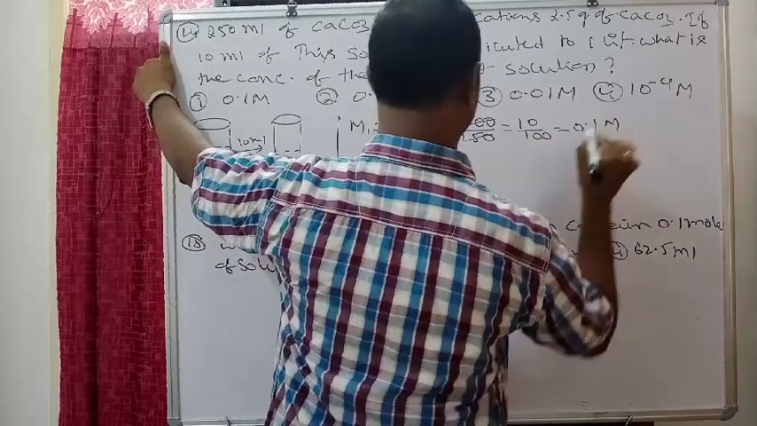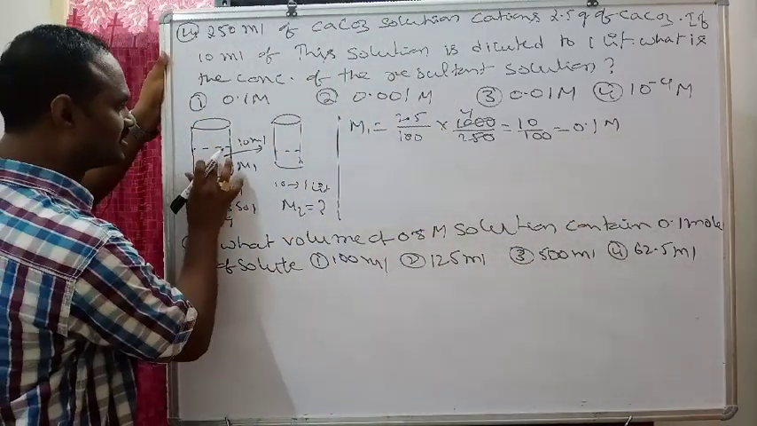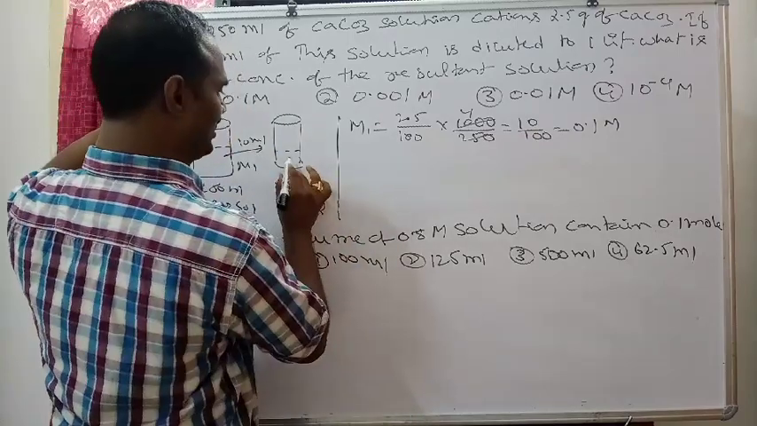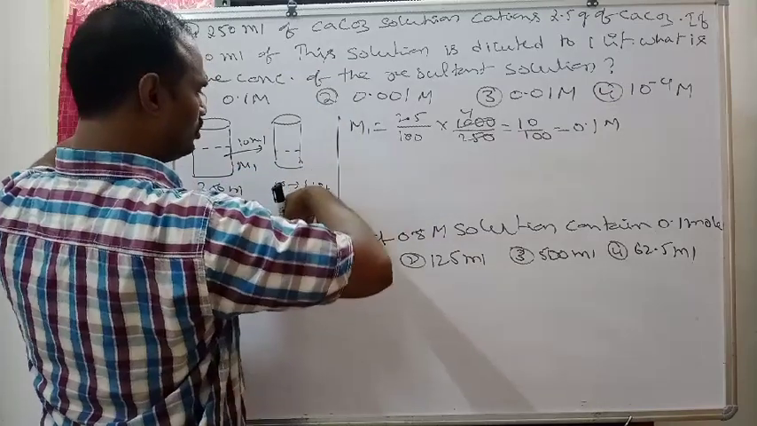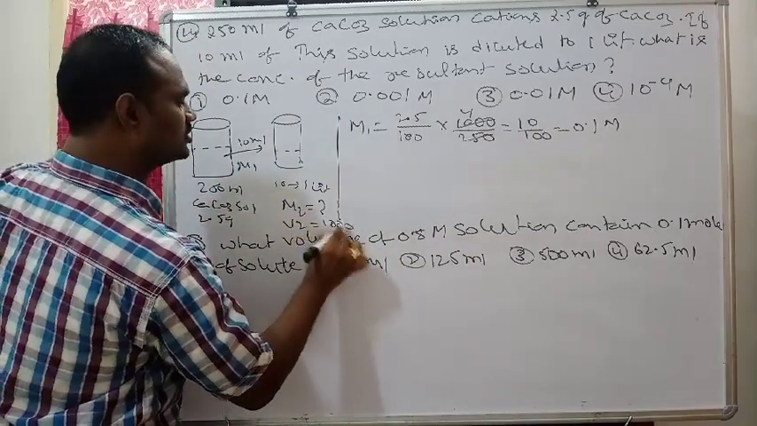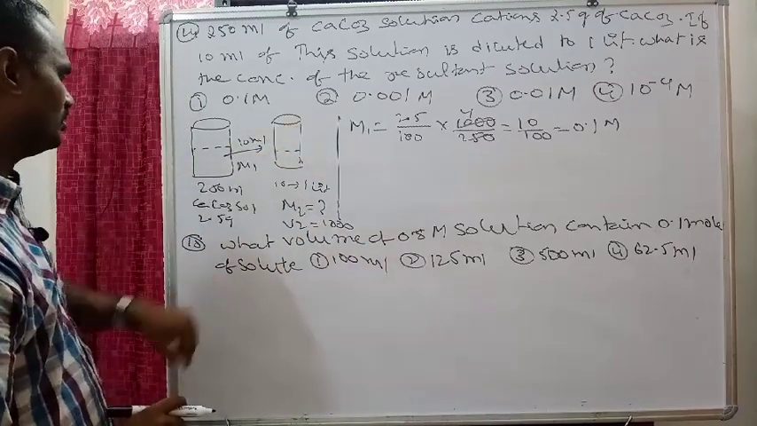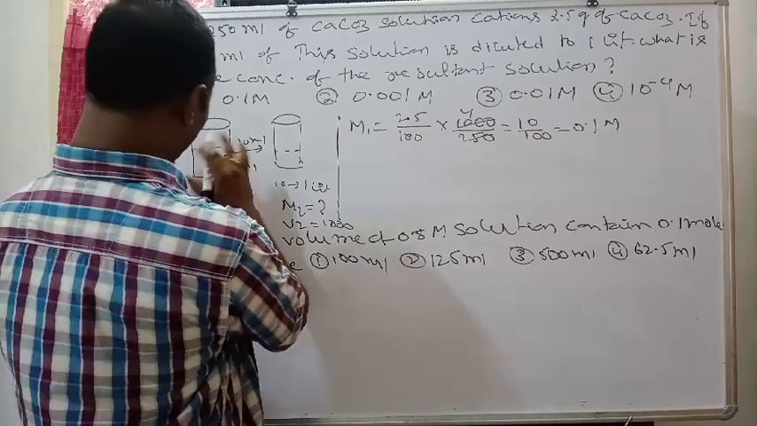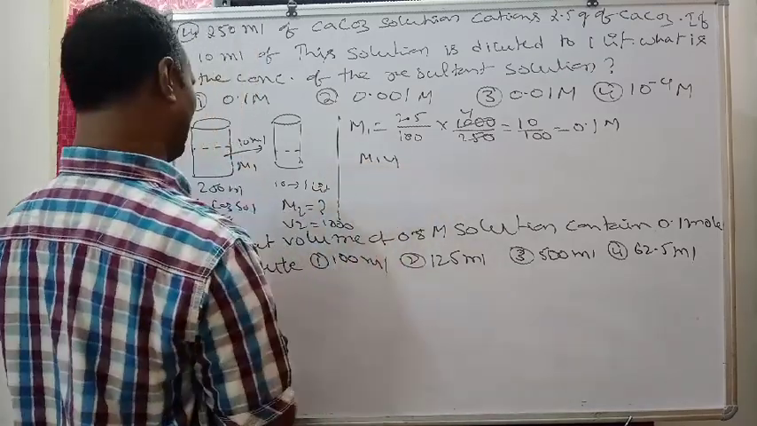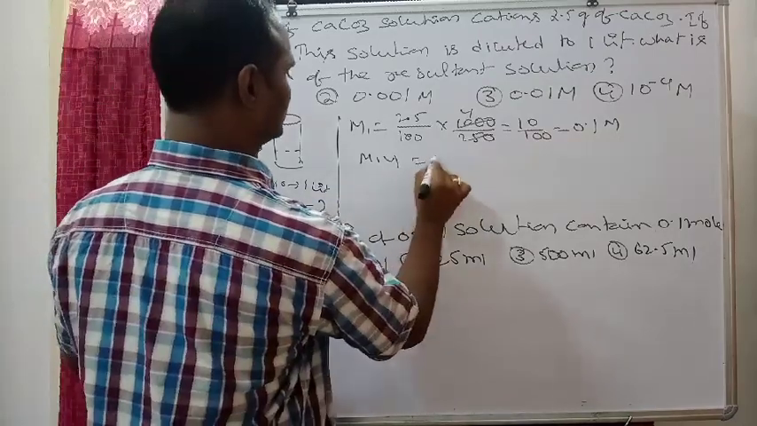This is the initial concentration. There are actually 250 ml, but only 10 ml is transferred to here. After transferring, this is 10 ml. We make it up to 1 liter, which means the final volume is how much, sir? 1000 ml. Here the initial concentration M1 is available. Out of 250 ml initial volume, we are taking only 10 ml, and the final volume is 1000 ml. What is M2 they are asking?